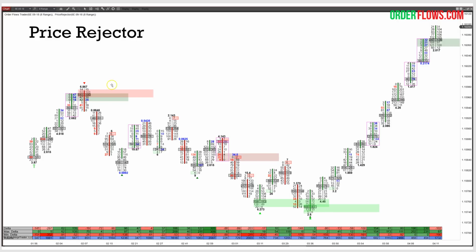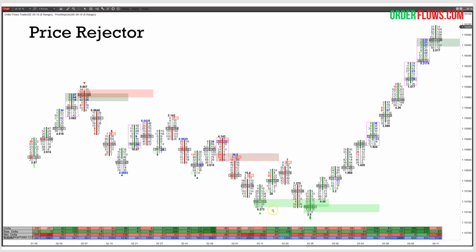This is how it looks on a volume footprint chart. You've got the swing high, you've got the price rejector right after the stacked buying imbalance. A lot of people say, oh, I've got a stacked buying imbalance, I've got to buy. But if you're watching the order flow and you have a tool like the price rejector, you can see prices are being rejected up here. So if I'm long, I'd be very hesitant, and instead I'd be looking to cut my loss as soon as possible rather than letting myself get stopped out at a lower price.